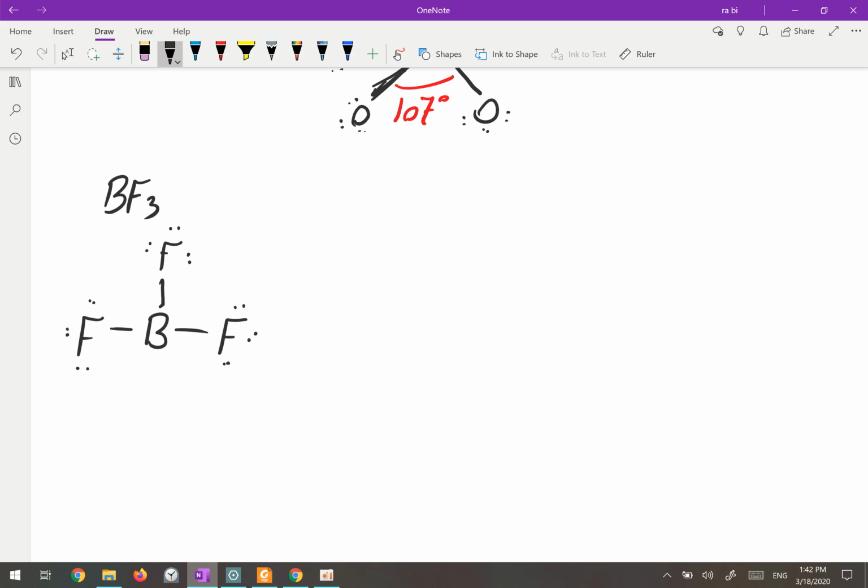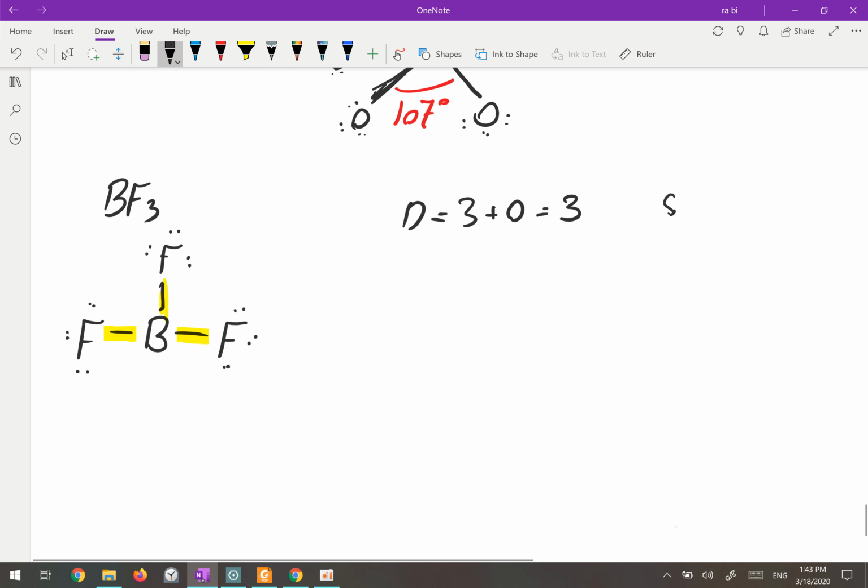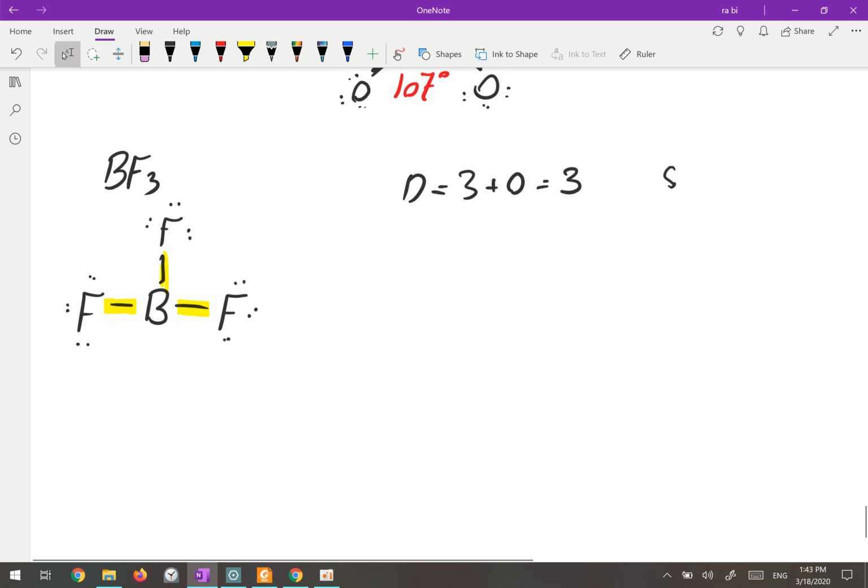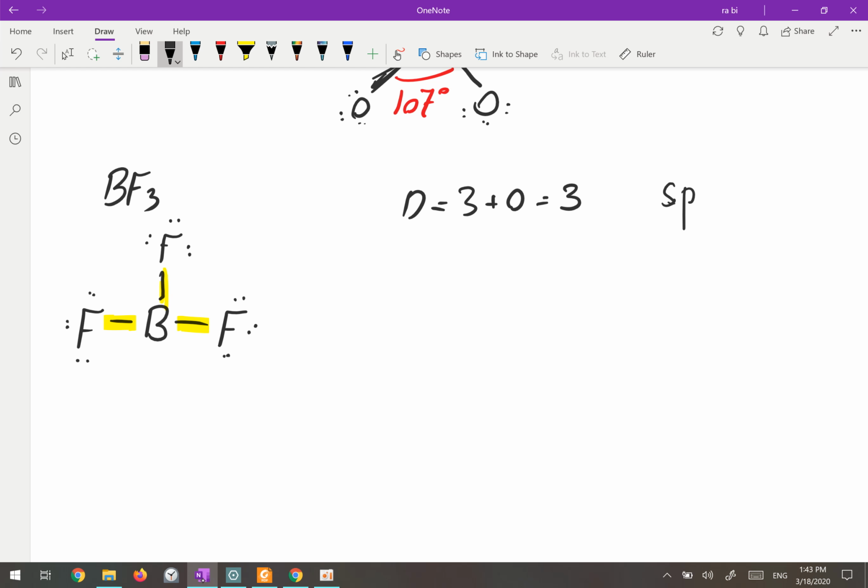Anyways, let's find the number of domains. We have 3 bonds, 1, 2, 3, and no lone pairs. So 3 bonds, no lone pair. The domain number is 3. When the domain is 3, the hybridization is sp2, and the electronic geometry and molecular geometry would be trigonal planar.